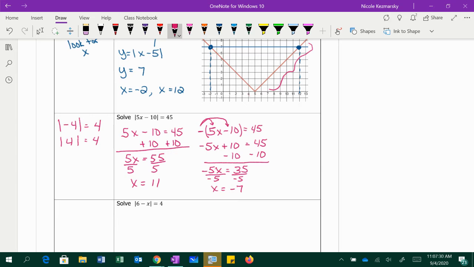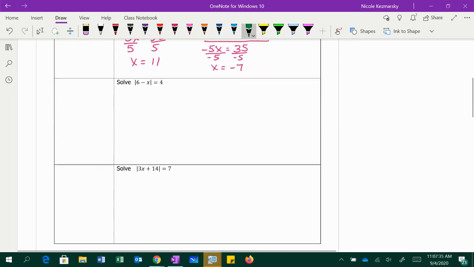Okay, let's try another one. The next one, we have absolute value equals 4. I'm going to set up one equation that looks just like it, but with no absolute value bars. I'm going to set up another one that has all the same pieces, but I'm going to put parentheses and a negative in front of the parentheses. The one on the right I can solve like normal. I can say minus 6 and get negative x, don't forget that negative, equals negative 2.